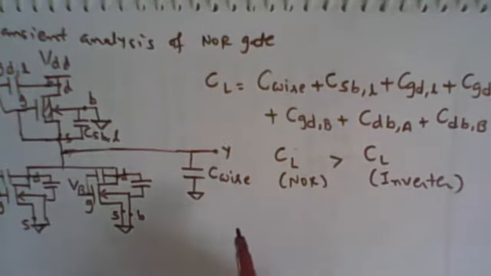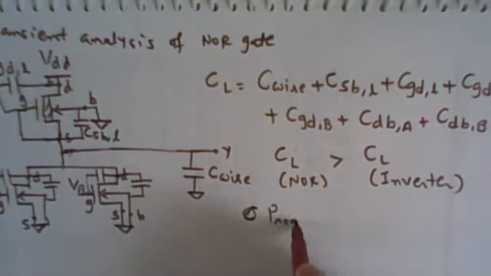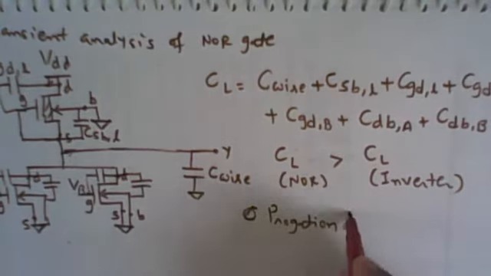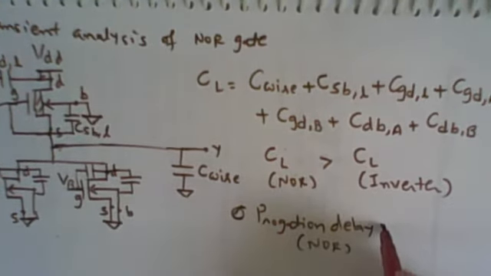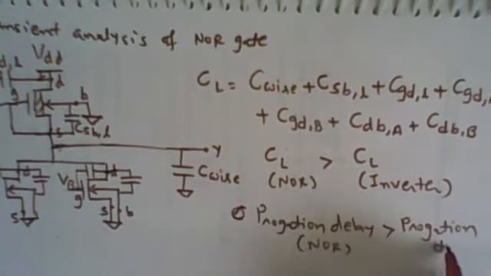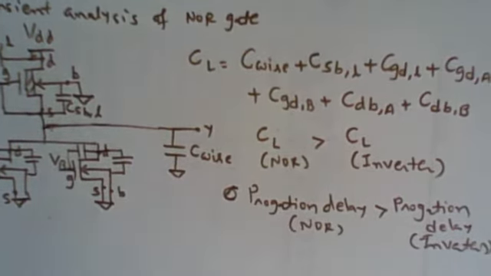So the propagation delay of a NOR gate is definitely more than the propagation delay of the inverter. So in its AC analysis, the NOR gate is slower compared to the inverter.